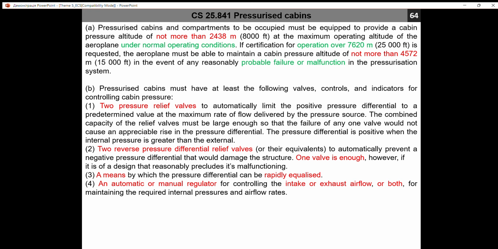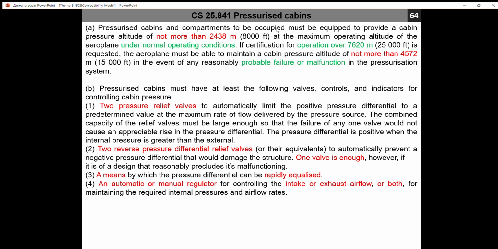Additionally, if your airplane is flying at an altitude of more than 25,000 feet or 7,600 meters, in case of probable failure or malfunction of the pressurized system, you must keep a pressure that will be not less than the pressure at an altitude of 4,572 meters, that is equal to 15,000 feet.